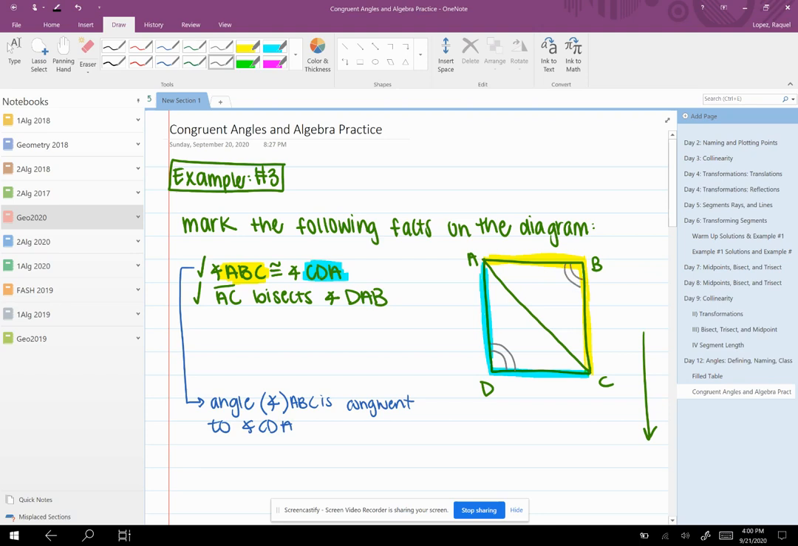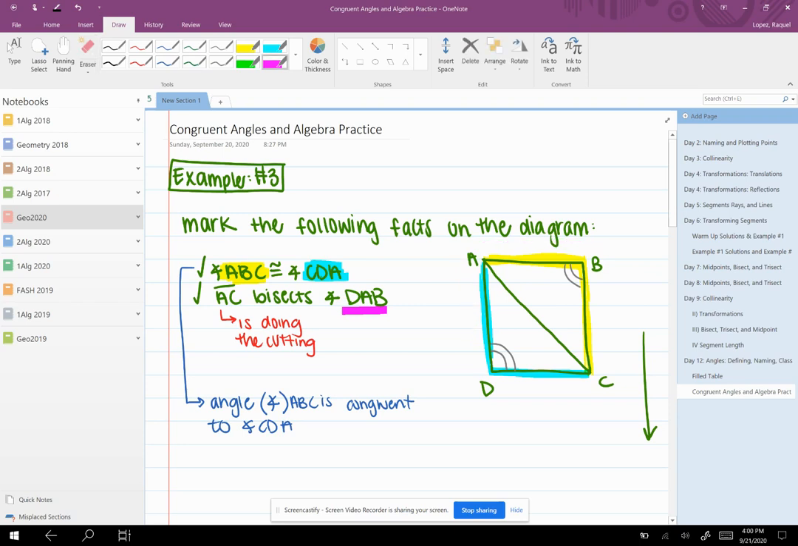Cool beans. The next statement is saying that AC bisects angle DAB. Remember, segment AC bisects DAB. This is saying that AC is doing the cutting. You don't have to write that part down, but I'm just making that a note for other people. Let's take a look at angle DAB. DAB is this angle right here, right? And that angle is getting cut in half.